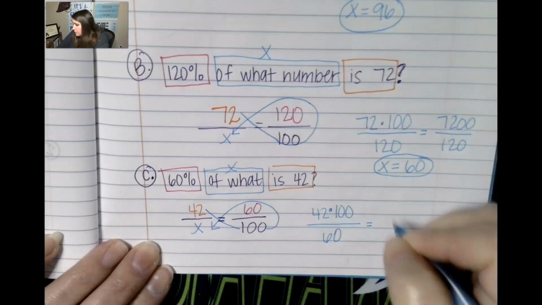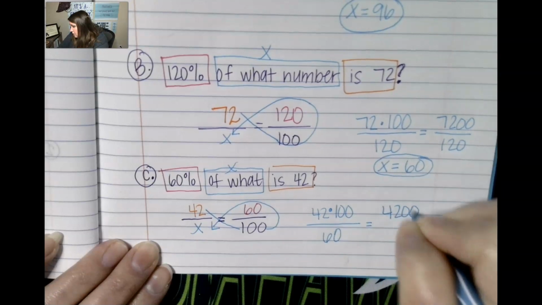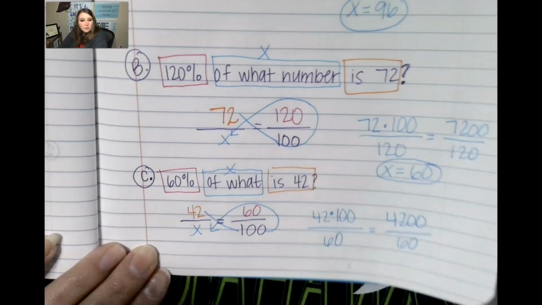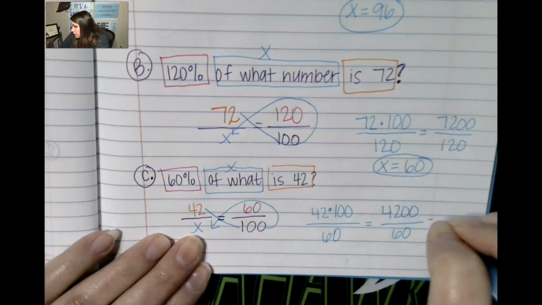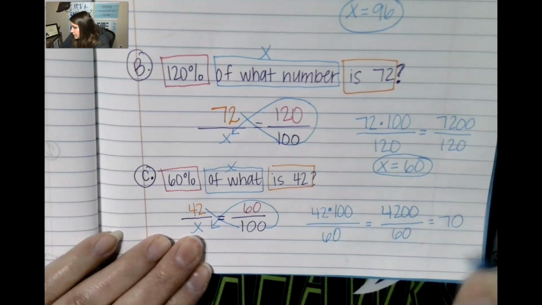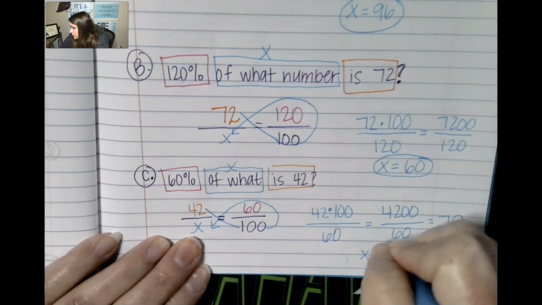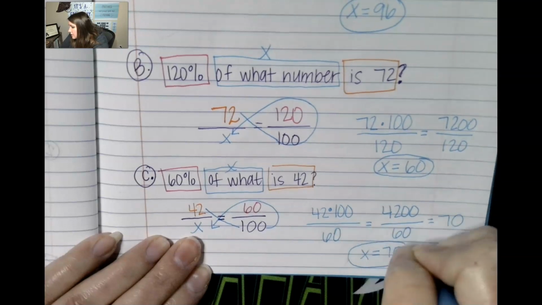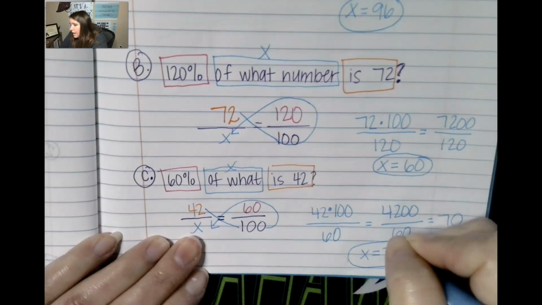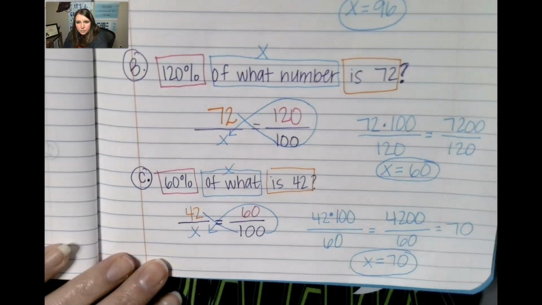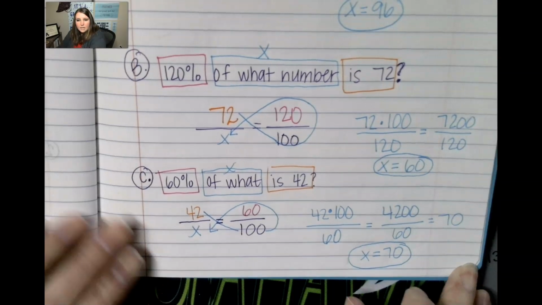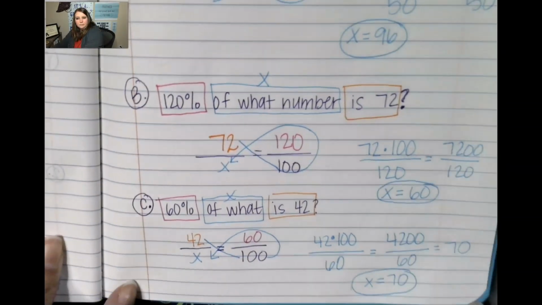And that is going to give me 4,200 divided by 60. And 4,200 divided by 60 gives me 70. We could have figured that one out, right? 70, so X equals 70. My missing number is 70. 42 times 7. 6 times 7 is 42. And we just have those two zeros there. We're just working in zeros in hundreds again.